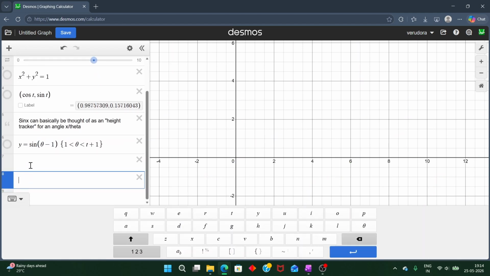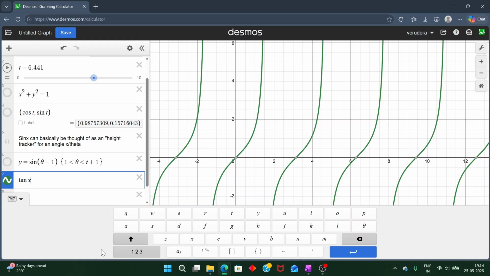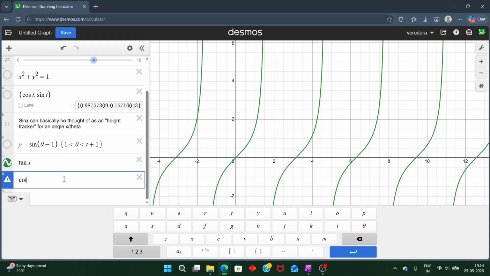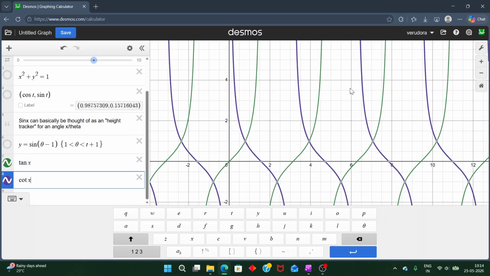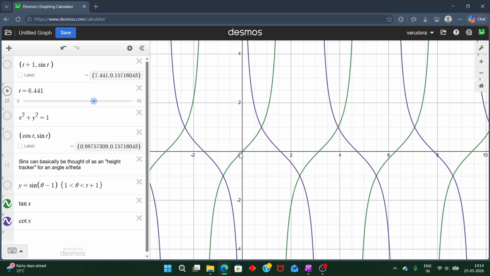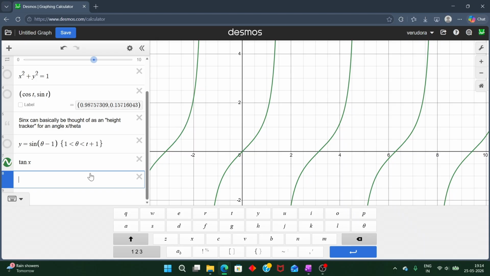And then you have your tan x and cot x. And these are pretty standard graphs. You can reason as to why the graphs look like what they are. And another interesting thing that I want to teach you guys is, how do you identify sine x?